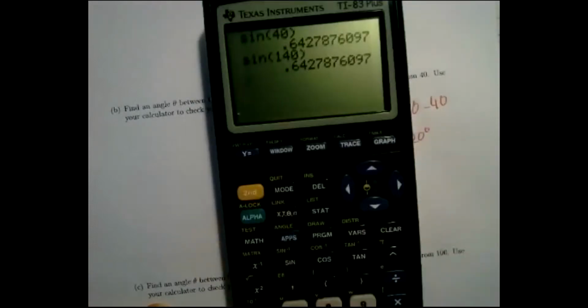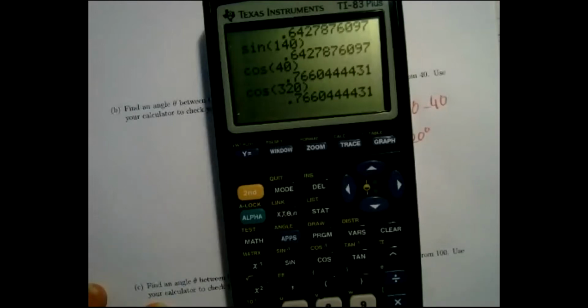Okay, and we always can check. We always check to make sure. So I will check this one, and then after that, you guys will check. So the cosine of 40, that's what we got. And then the cosine of 320. Exactly the same. So we have to make sure we're getting the exact same answer. All right, now C.